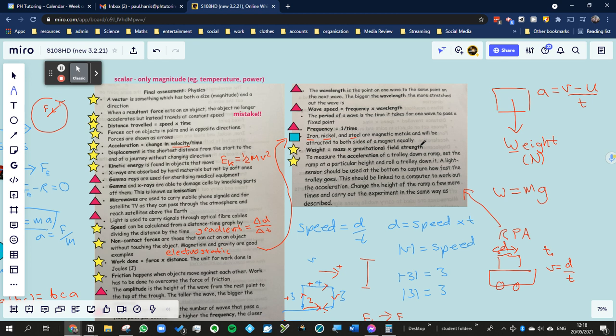And also, what are you actually investigating? I've only described the dependent variable there, the acceleration. But are we going to be investigating how the height of the ramp affects acceleration? Then there it is, right? So change the height of the ramp a few more times and carry out the experiment the same way. That's the independent variable. The control variables are any variables which could have affected the dependent variable and that we try to keep the same, try to keep constant.